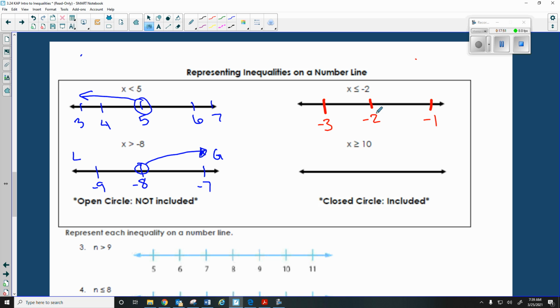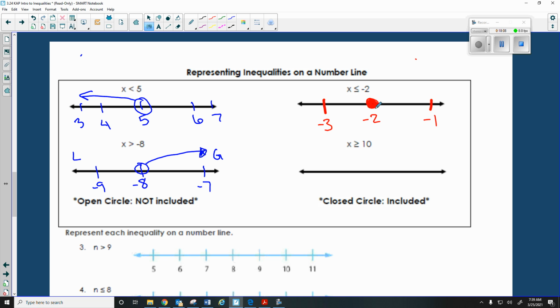So again, start with the number. Can -2 be used in this? -2 is less than or equal to -2? Yes, it can, because it has that line. It can be equal to it. So I want to include -2. So instead of an open dot, I want to include it with a closed dot. But again, -2 isn't the only answer.